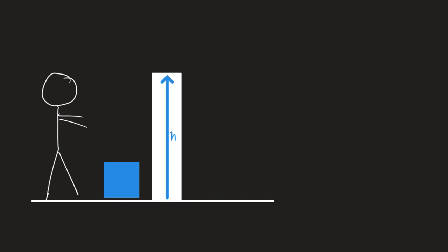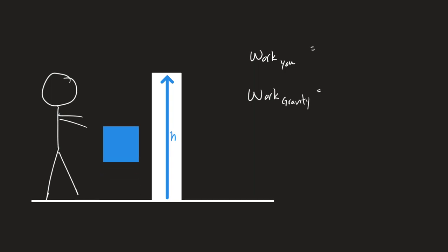Could you take a moment and calculate the work done by you and the work done by gravity? This should be very straightforward. I'm not trying to make this hard. We've talked about forces before. Assume that you are applying an upwards force that will successfully lift the box and that you're using the least amount of force necessary. Let's say the box is mass m.